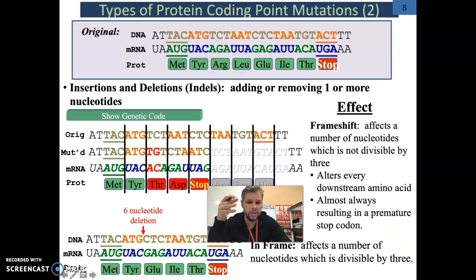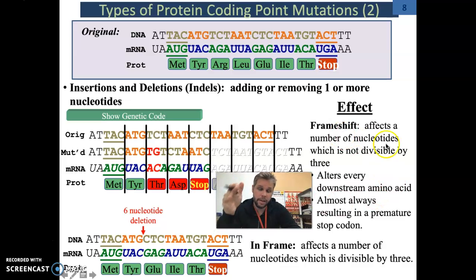So in these cases, these are called in-frame, not frame shift, but in-frame mutations, which affect a number of nucleotides which is divisible by 3. In this case, we had 6. So in these insertions and deletions, not only do we have frame shift mutations, we also have in-frame mutations as well.